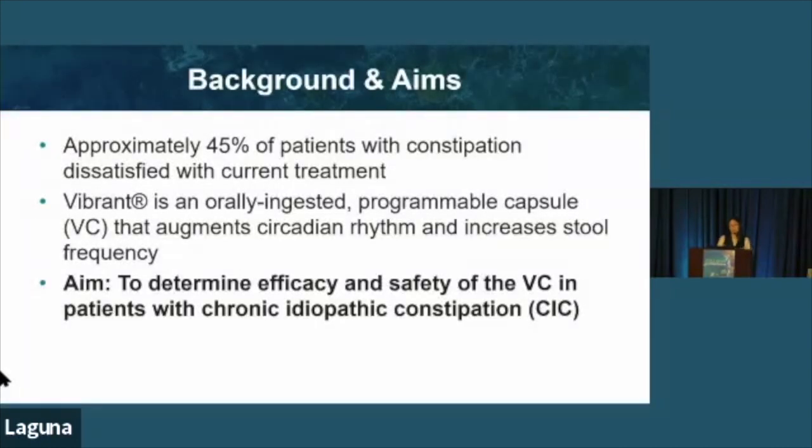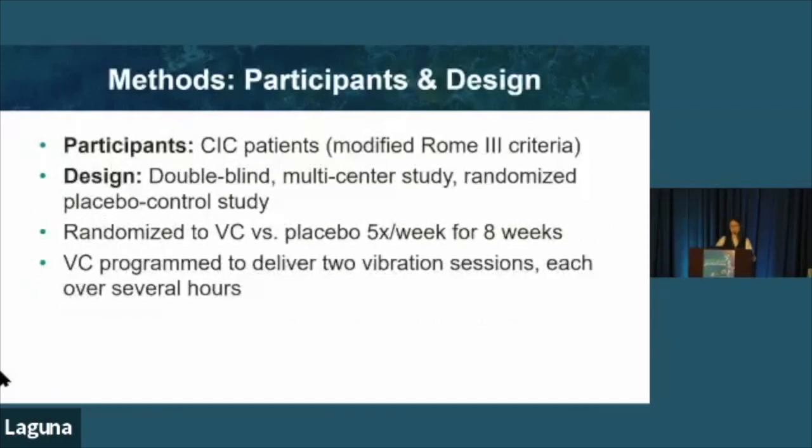So chronic constipation is a very common disorder, but a large proportion of patients remain dissatisfied with their current treatment options. Vibrant capsule is an orally ingestible, programmable capsule, and it is felt to augment circadian rhythm and can increase stool frequency. So the aim of this trial was to conduct a study evaluating the efficacy and safety of the Vibrant capsule in patients with chronic idiopathic constipation.